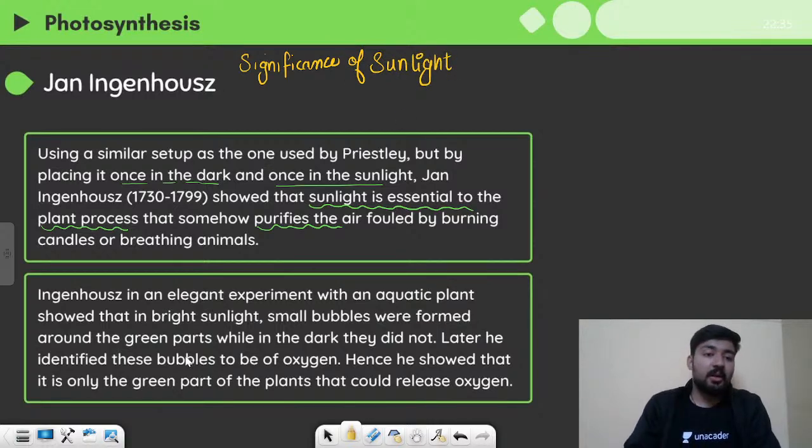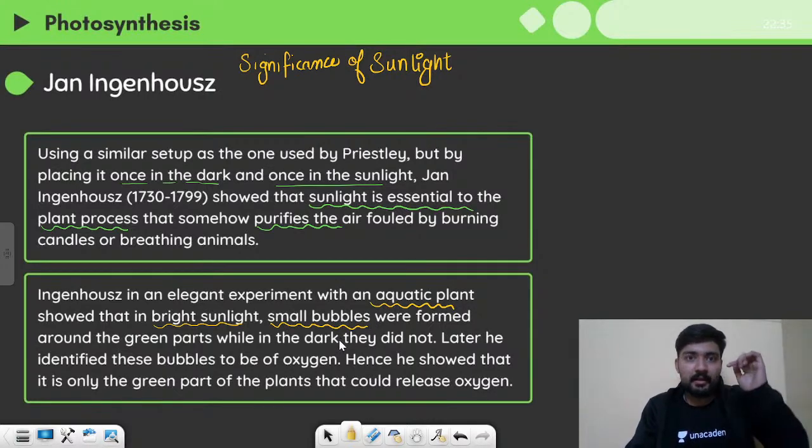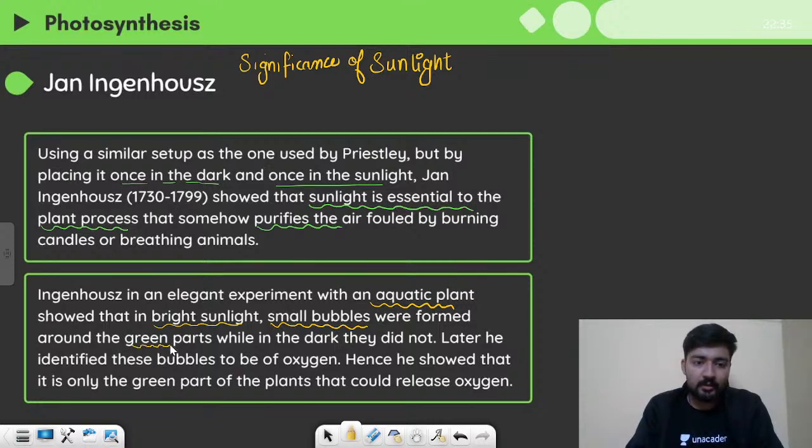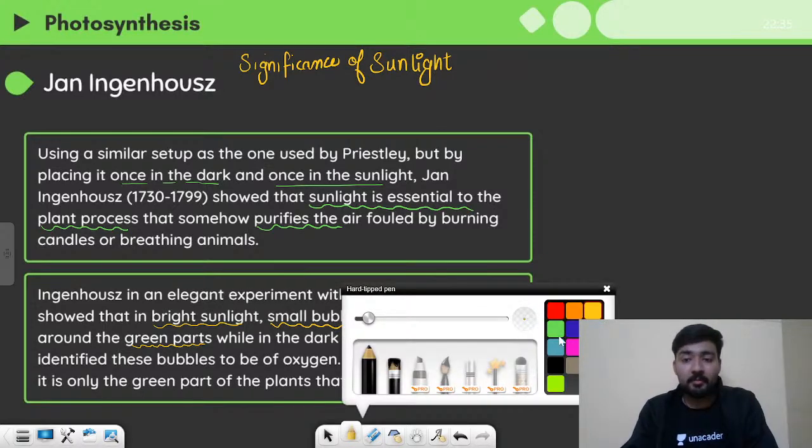Right? Also, Ingenhousz, in an elegant experiment with an aquatic plant, showed that in bright sunlight, small bubbles were formed. So if the aquatic plant is kept in bright sunlight, small bubbles appear around the green parts, while in the dark, no bubbles appear. What were those bubbles of? Those were the bubbles of oxygen.